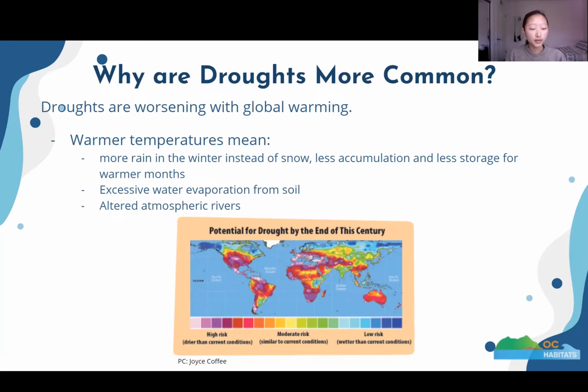Global warming causes extreme weather patterns, which means that these atmospheric river storms can become so powerful that they can cause landslides and flooding, but this also means that they may not appear for prolonged periods.